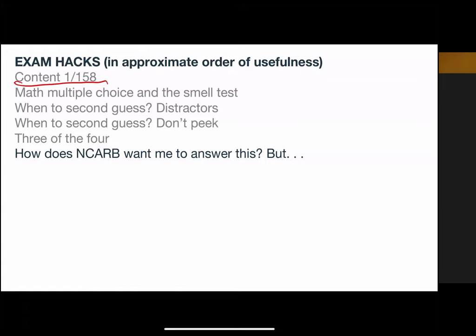So that's the goal. If you want to figure out how NCARB wants you to answer it, I'd say just learn the content. It's not easy to just learn the content. There's a lot of content to learn, but that's your goal. Your goal is to learn the content.